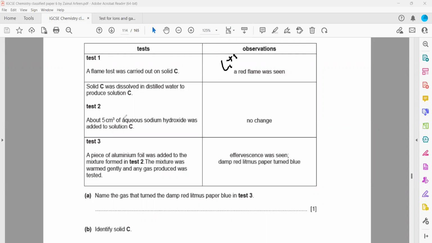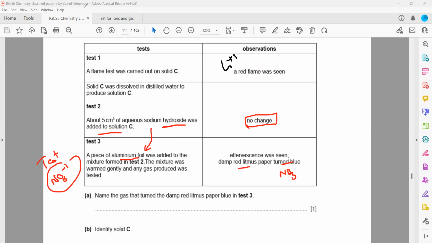Then 5 cm cube of sodium hydroxide. Look, group 1 and 2 compounds usually don't give a precipitate, so there is no visible change. That's why no precipitate forms. Then we add sodium hydroxide and aluminium foil. This is now a test for what? Nitrate ion. And effervescence was seen; ammonia gas is produced. Ammonia gas is released, and this confirms there is a nitrate ion.